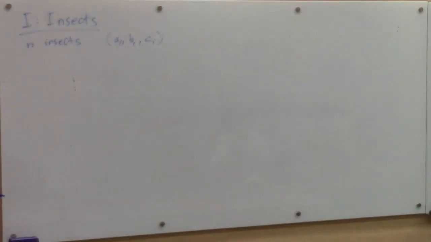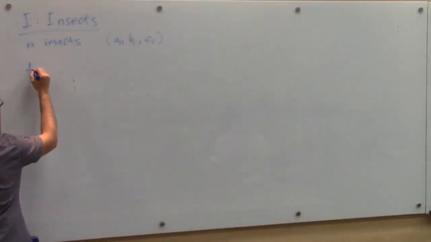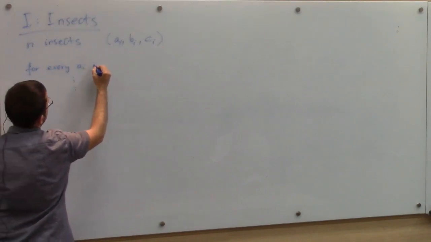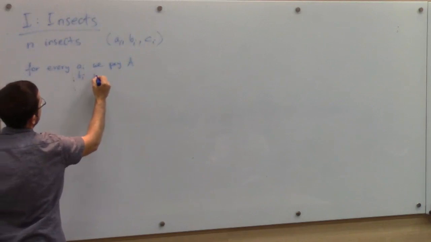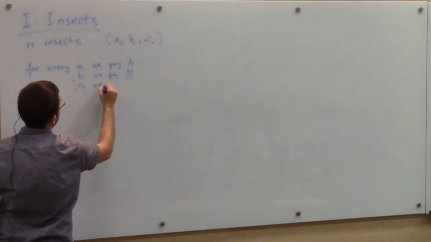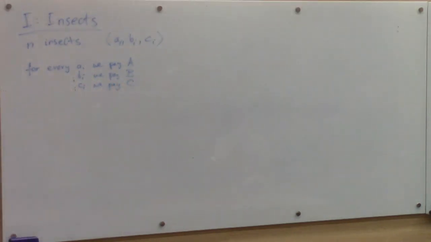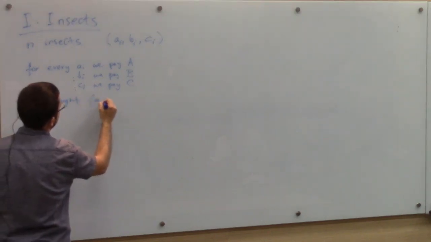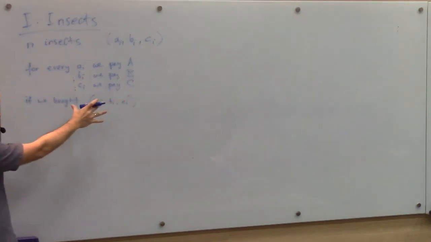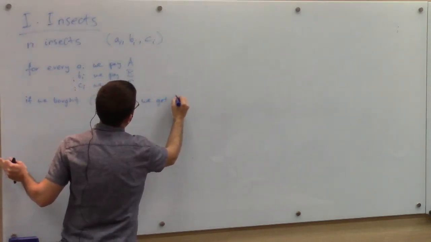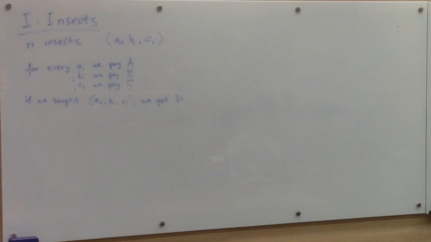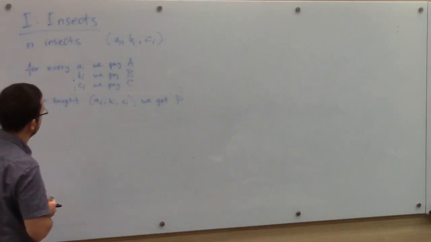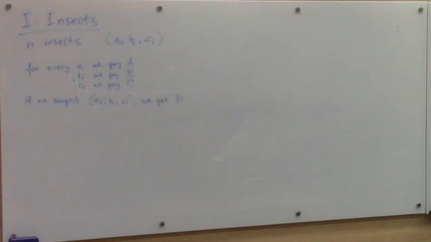And we need to pay for every mixture here. So for every AI we pay, let's say, A, for every BI we pay B, and for every CI we pay C, if we want to buy them. And if we bought AI, BI, and CI for the same insect, then we get a reward P for the mixtures which neutralize this kind of insect. And we would like to maximize our profit.